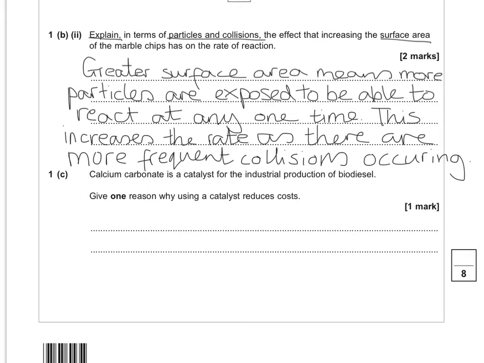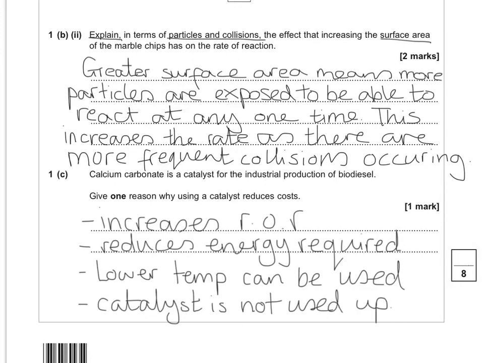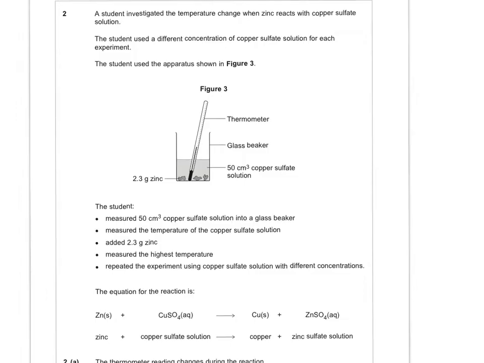Question 1c. Calcium carbonate is a catalyst for the industrial production of biodiesel. Give one reason why using a catalyst reduces costs. Right, there's a few things you could put for this one. So you could have it increases the rate of reaction, it reduces the energy required, a lower temperature can be used, and the catalyst is not used up itself. So any one of those will give you 1 mark. Remembering as well that a catalyst reduces the activation energy.